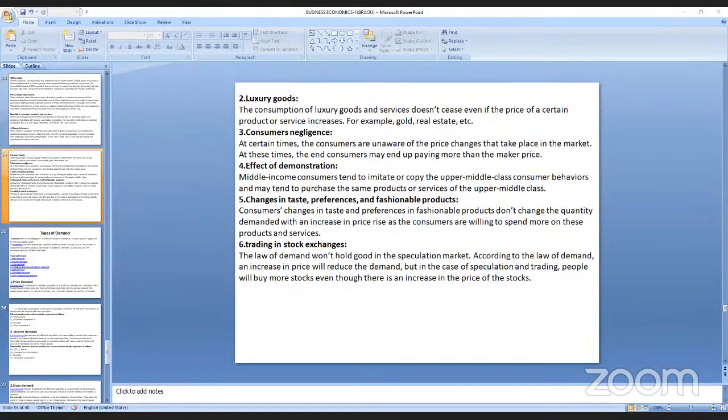So here, consumer negligence. When you are paying more than the market price, it ends at purchase: the consumer may end up paying more. Here the consumer is unaware of the price. When you go to the market and don't know the price, you ask the shopkeeper, what is this amount? How much is it? You are unknown, you are negligent. So for that, you will be paying more and come back. Understood?